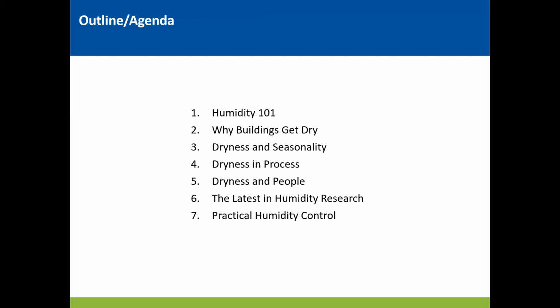Today, we're going to talk about a few different topics. We'll start first and foremost with the definition of humidity and talk a little bit about how we measure it. We'll branch into why buildings are getting dry and where some of this dryness is coming from. We'll talk briefly about dryness in manufacturing and industrial processes, as that's useful for some of the information later on. We'll spend a lot of the presentation on dryness in people and the occupants in our building and what exactly this problem of dryness means. Then a bit about humidity research, and then we'll get into some more practical humidity control tips and topics for our buildings.